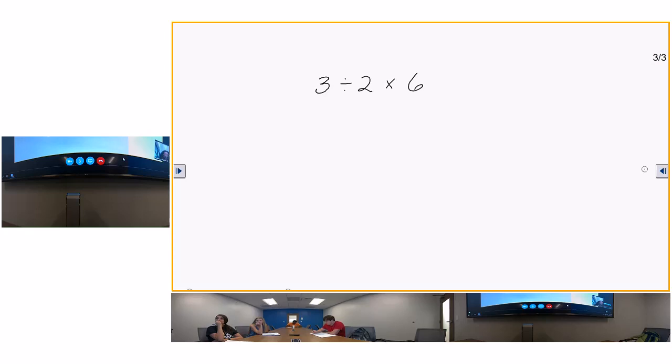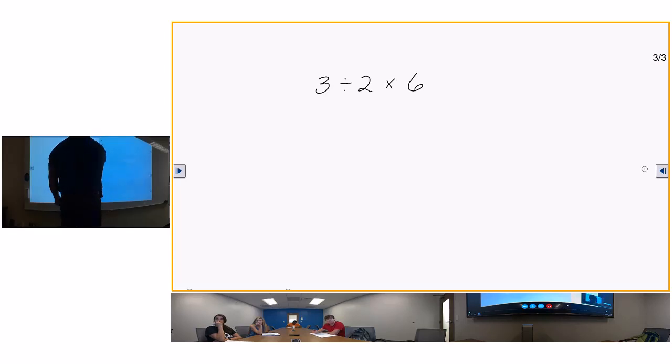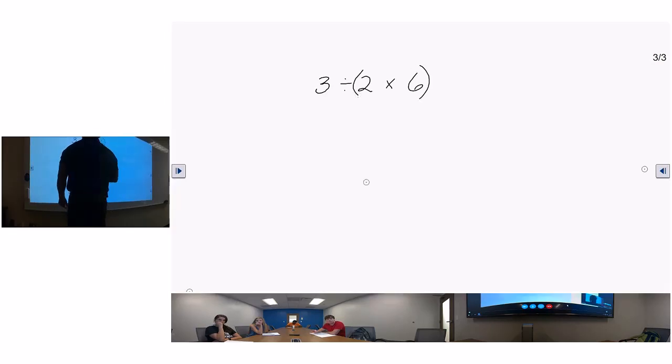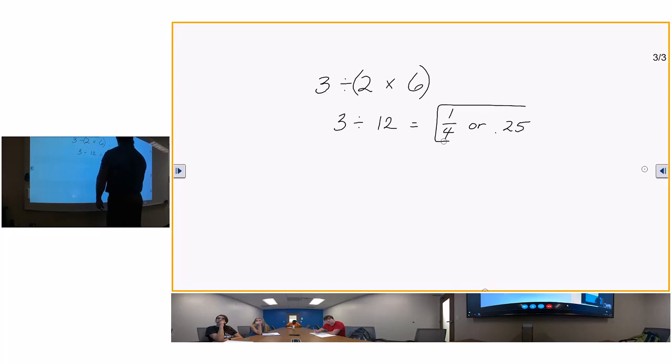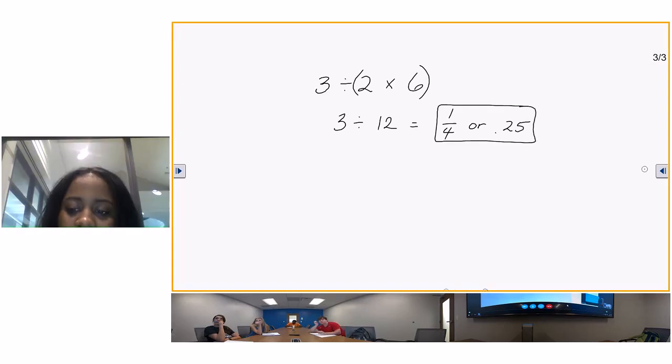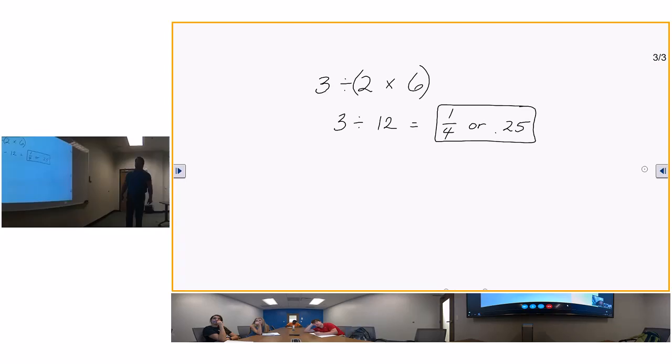Here's what people do. 2 times 6 is what? 12. That's at 3. 3 divided by 12 is equal to 1/4, 4.25. And guess what? That is 100% wrong.